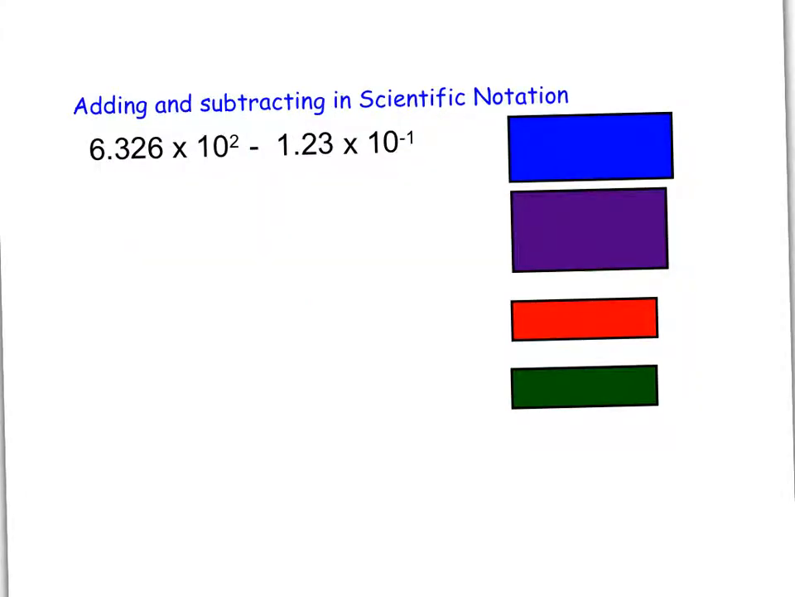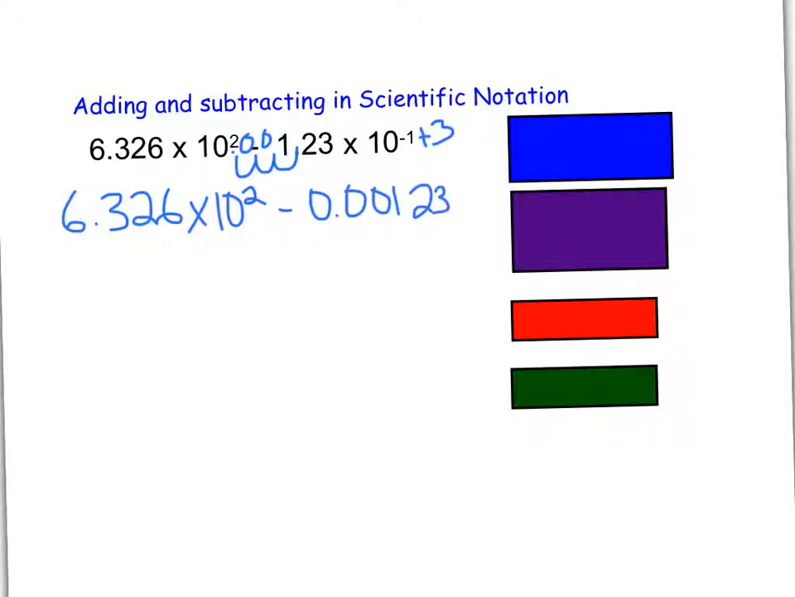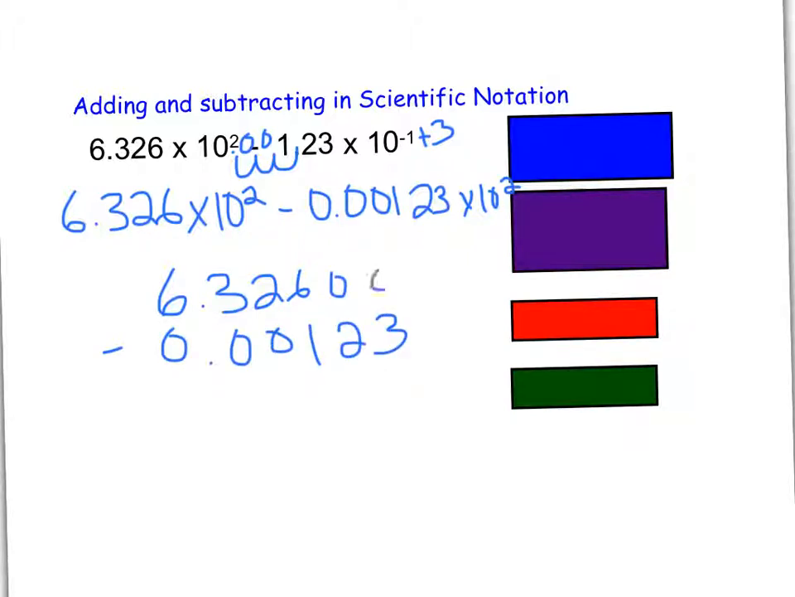So now we are going to do another example. As you can tell, there's -1 and 2, so -1 is smaller, so you have to add 3 to make it a 2, and then move this over 3 times, so 0, 0. Now you are going to set up as 6.326 times 10 squared minus 0.00123 times 10 squared. Now you're going to do some subtraction. 6.326 minus 0.00123, add in your zeros.